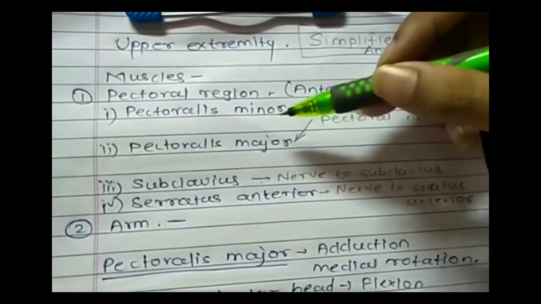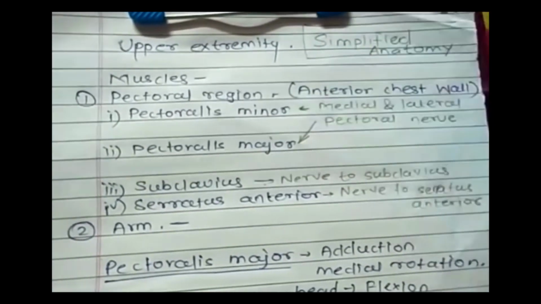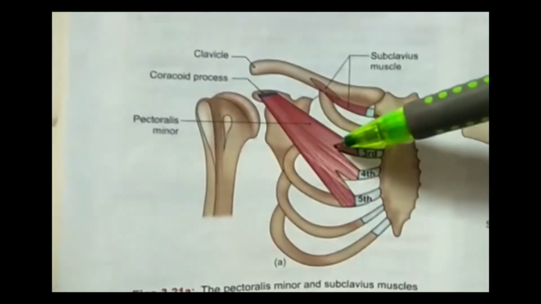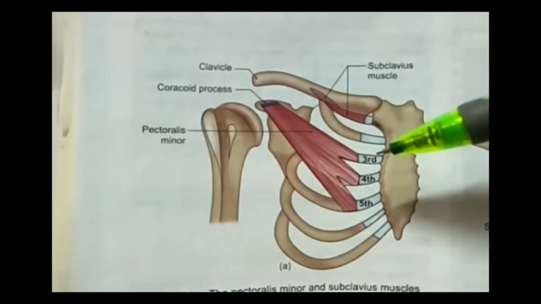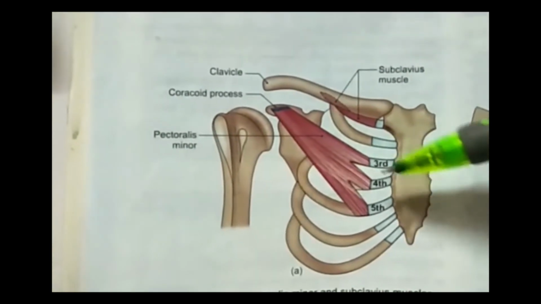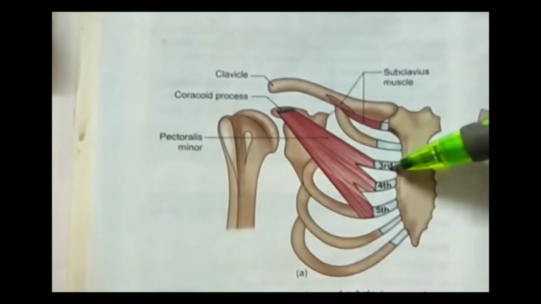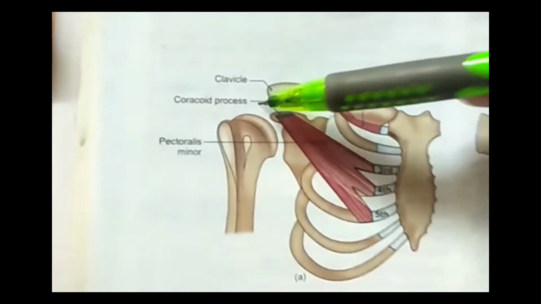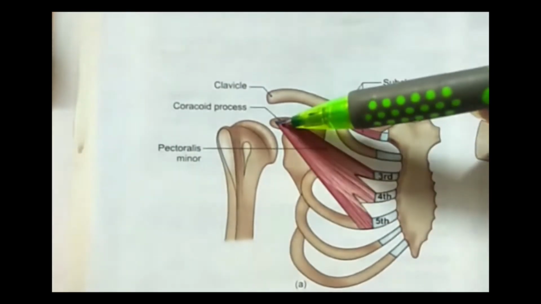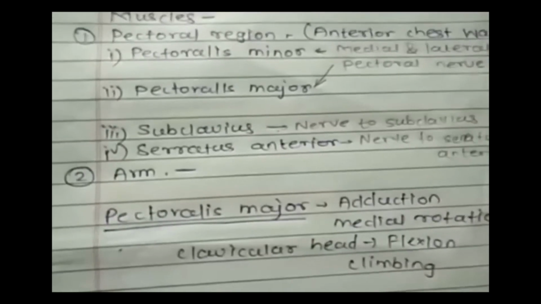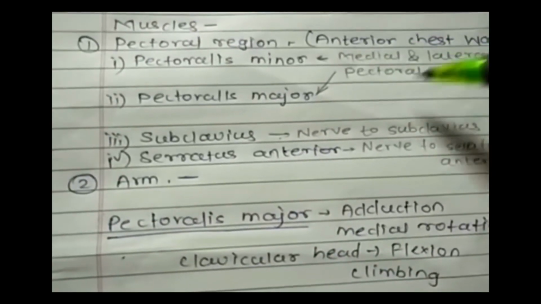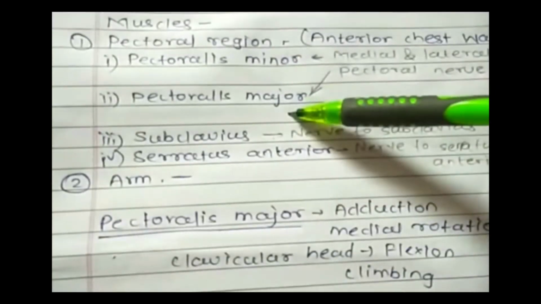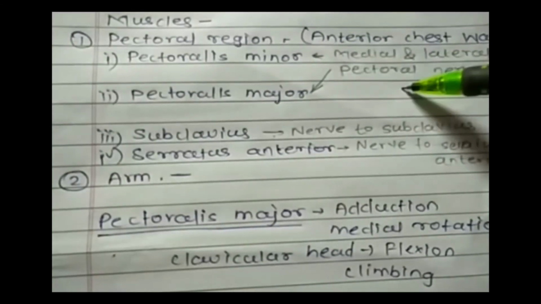First, we are going to learn about the pectoralis minor muscle. This which you can see here is the pectoralis minor muscle. It arises from the third, fourth, fifth rib near the costochondral junction. This is the costochondral junction of the ribs, and it is inserted on the coracoid process of the scapula. It is supplied by the medial and lateral pectoral nerve. Both the muscles, pectoralis minor and pectoralis major, are supplied by the medial and lateral pectoral nerve.